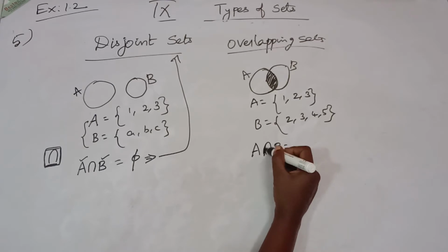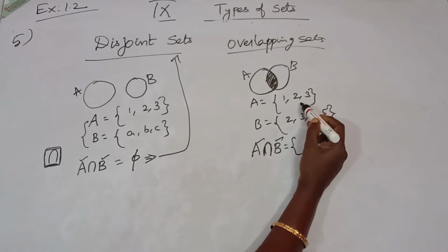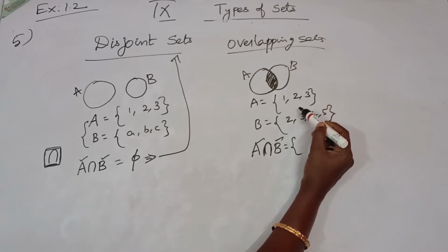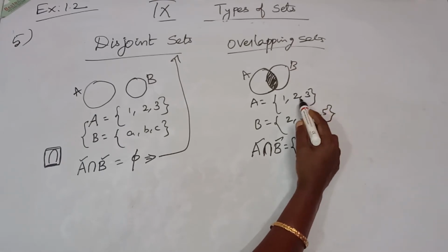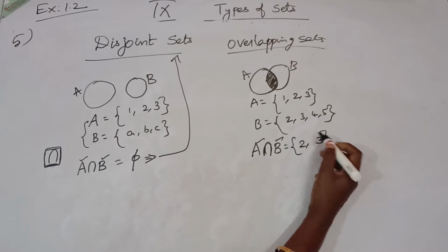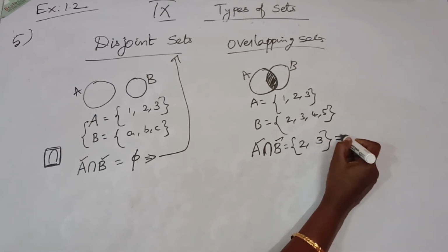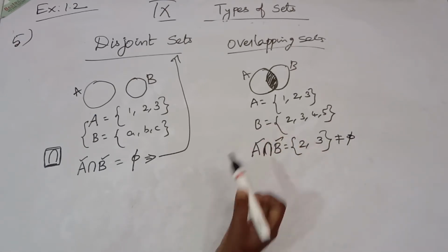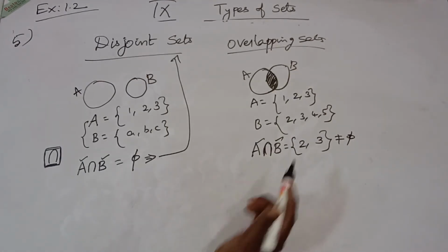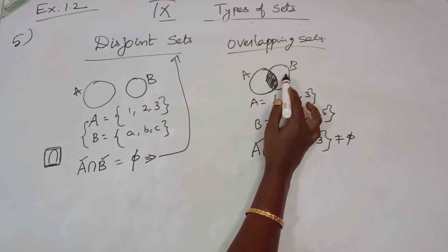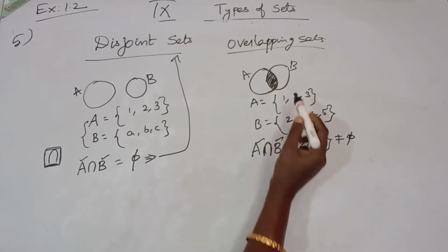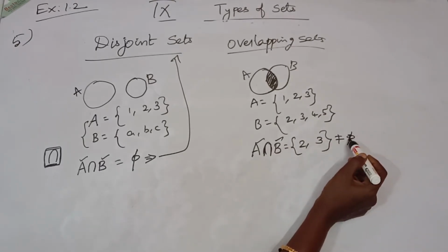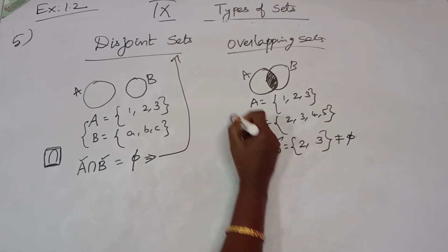A intersection B means the common elements or common parts in set A and set B. Common element means the element should be in A as well as in B. Here 2 and 3 are common. Since there is a common element, it is not equal to the empty set, it has some elements. So if A intersection B is not equal to the empty set, we can say sets A and B are overlapping sets.